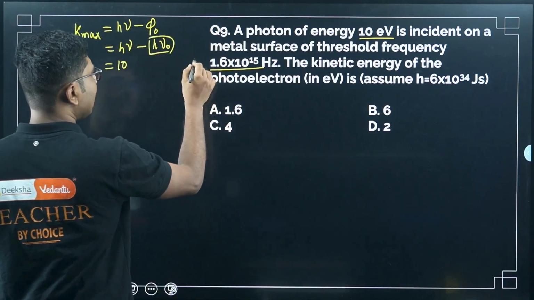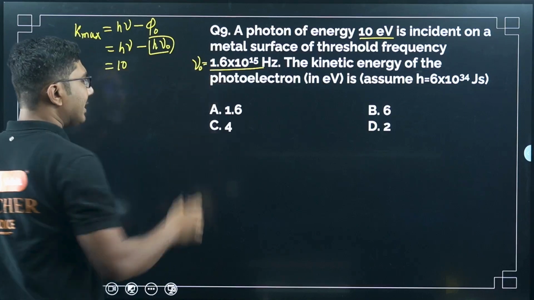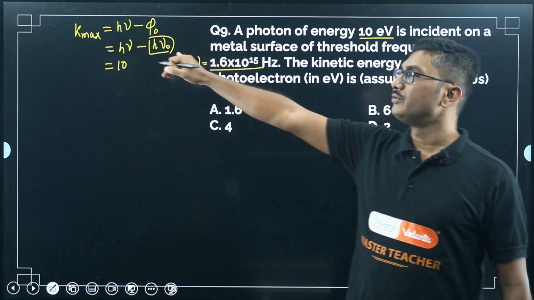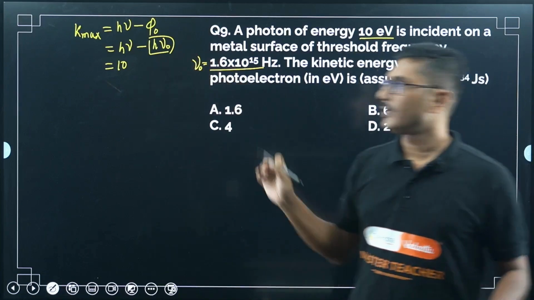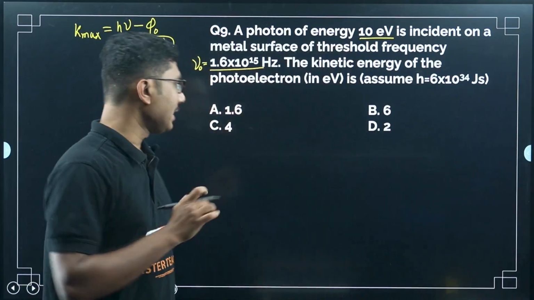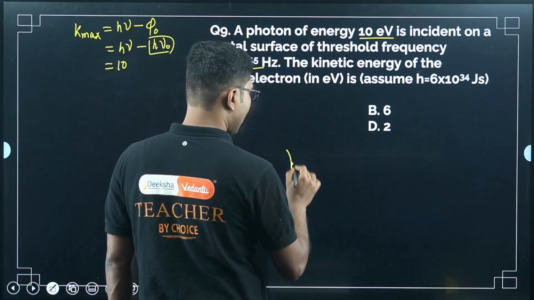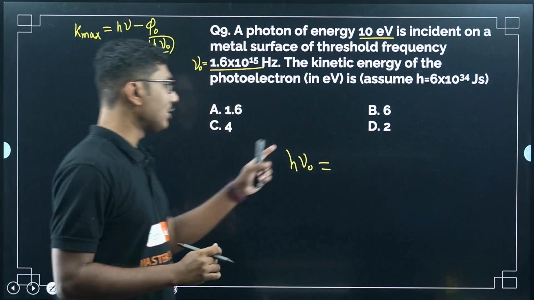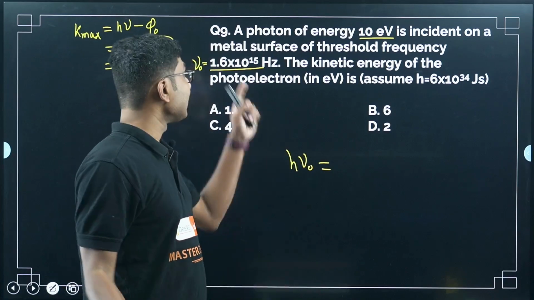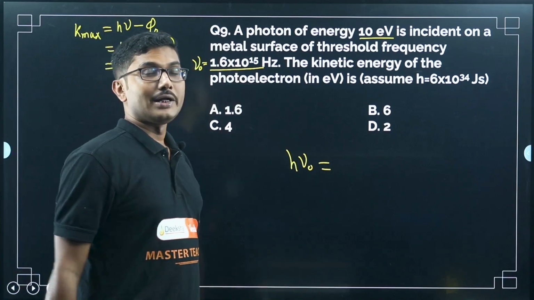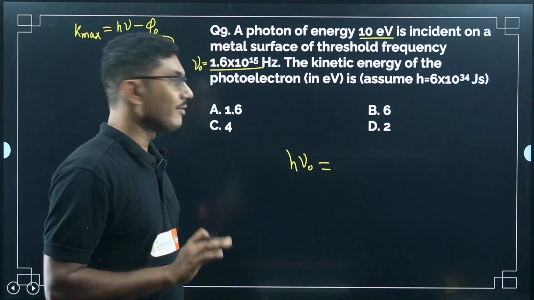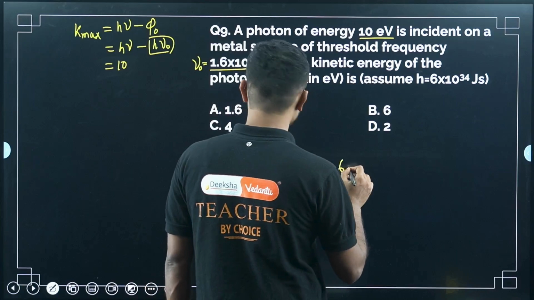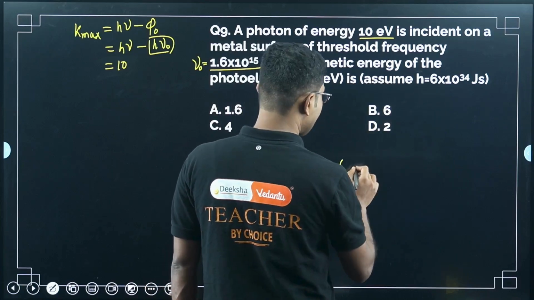Nu naught is given. The only thing that we have to do is convert this h nu naught into eV, that's it. Otherwise this is a very simple problem, right? So first we have to write h nu naught. Here there is no shortcut, you have to do it the real way, because if it was given in terms of wavelength in nanometers, then you could have applied the hc by lambda shortcut here, but here there is no other shortcut. In fact they have given the values as well.